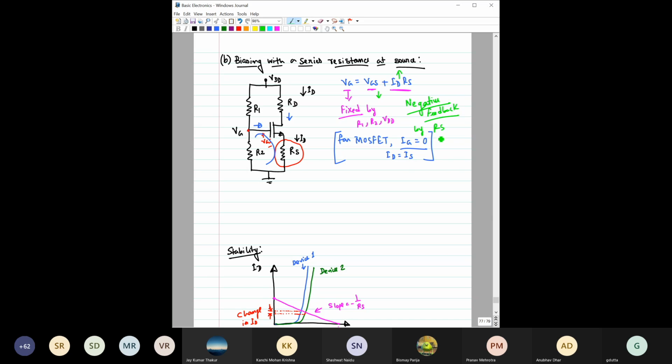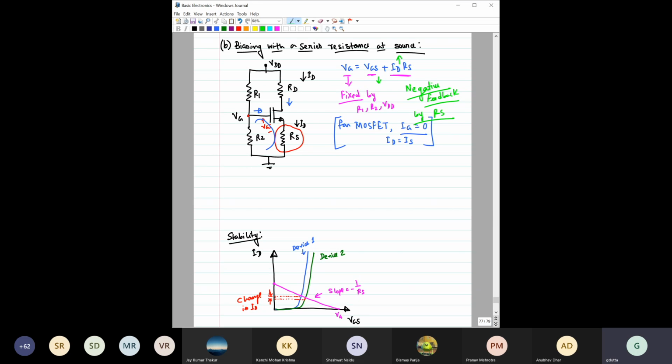So when you are introducing this RS, you are getting a negative feedback. Similar thing we have also seen in case of the bipolar junction transistor when we introduced an emitter resistor in the emitter terminal, right? So I hope this part is quite similar to the bipolar junction transistor and no further discussion is required.